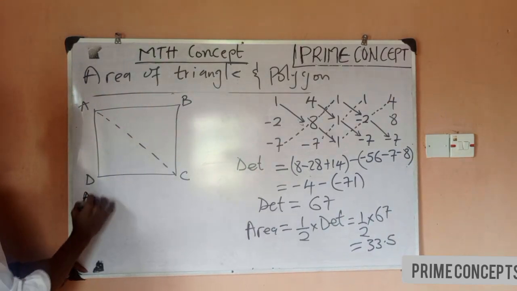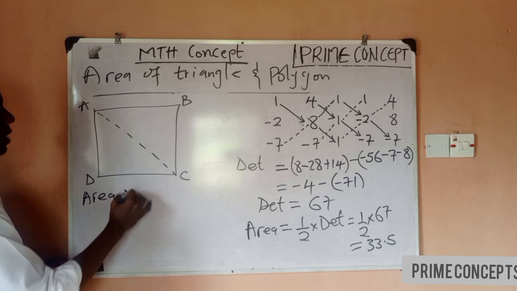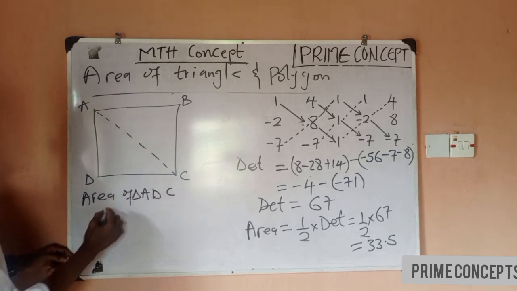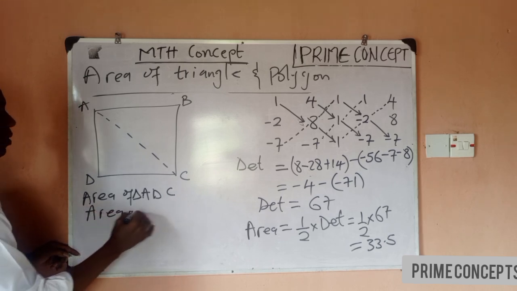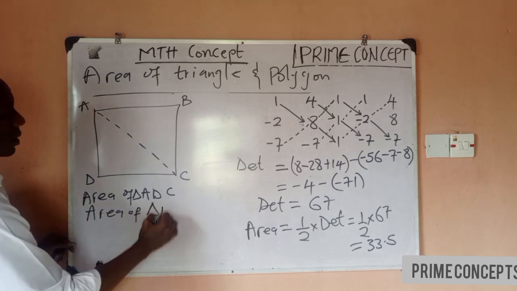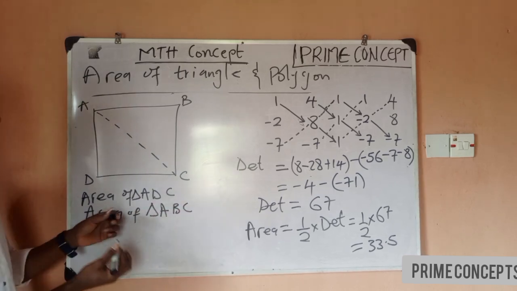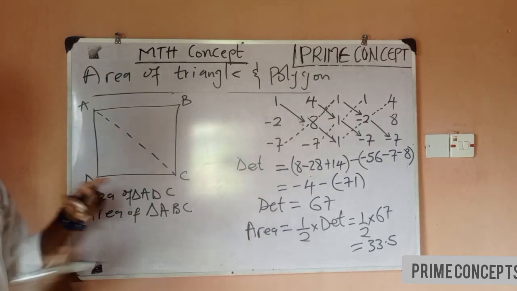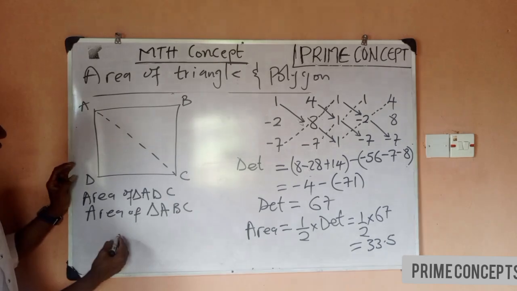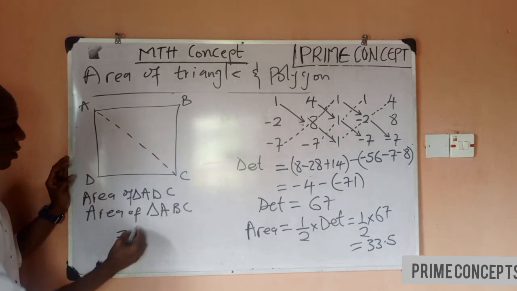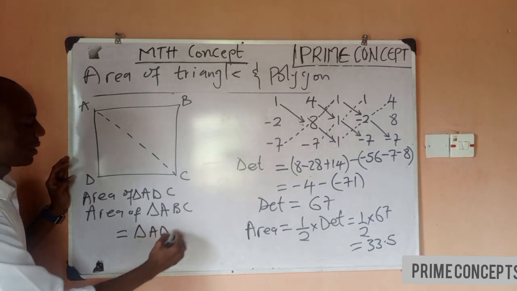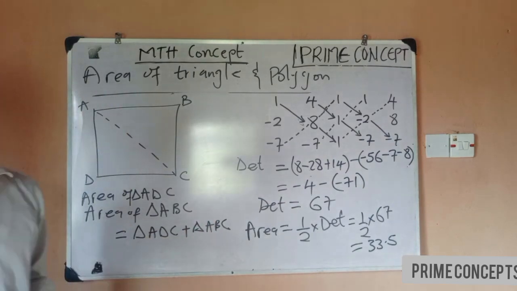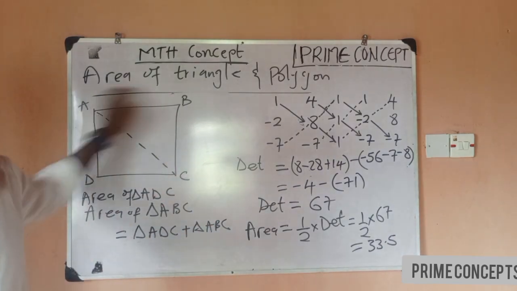So you're going to find the area of triangle ADC, and then find the area of triangle ABC. When you have found both, what do you do to find the area of this quadrilateral? It's now going to be the summation: triangle ADC plus triangle ABC. So the sum of the areas of these triangles will give you the area of the quadrilateral.